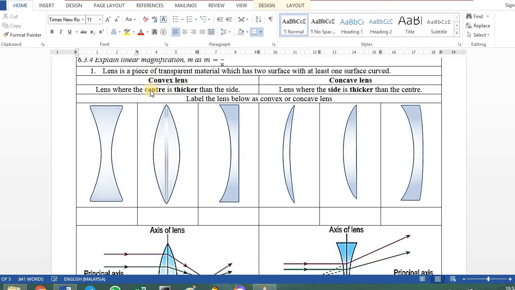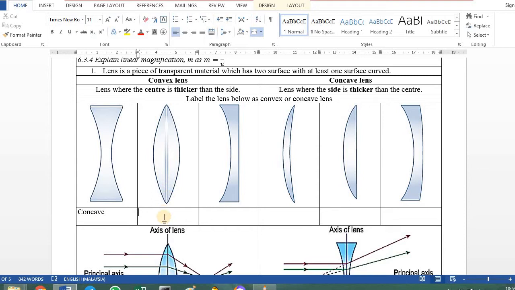Convex lens: the center is thicker. Concave lens: the sides are thicker. So this lens, the center is thin and the side is thicker, so this is a concave lens. Okay, this one, the center is thicker and the side is thinner.